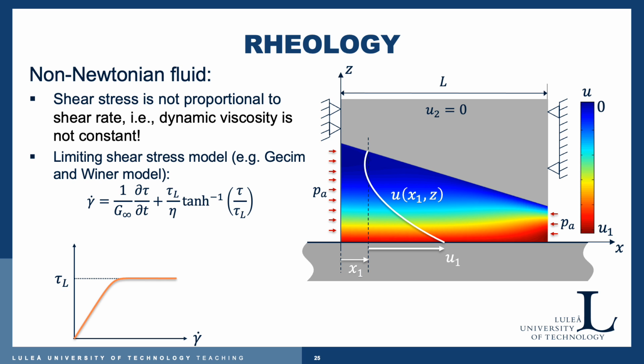Another model for a non-Newtonian fluid, I should say, is the limiting shear stress model by Gecim and Winer. And you can see it here, and it includes the limiting shear stress tau L, which actually limits the build-up of shear stress with shear rate. So for higher shear rates, it will remain constant at the limiting shear stress level.